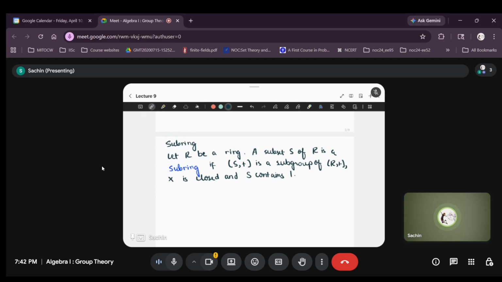So here, since you have two operations, when we define subring, we want it to be a subgroup with respect to the first operation. Then with respect to the second operation, we just need closure and it should contain 1.